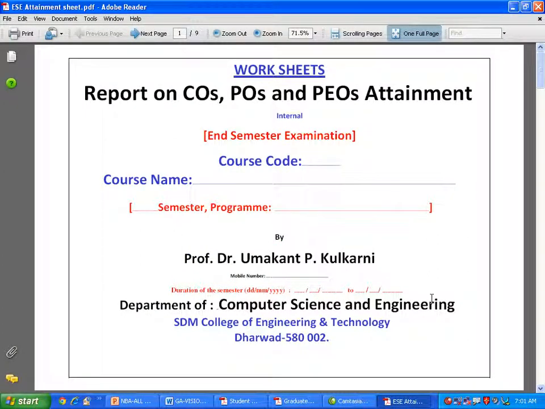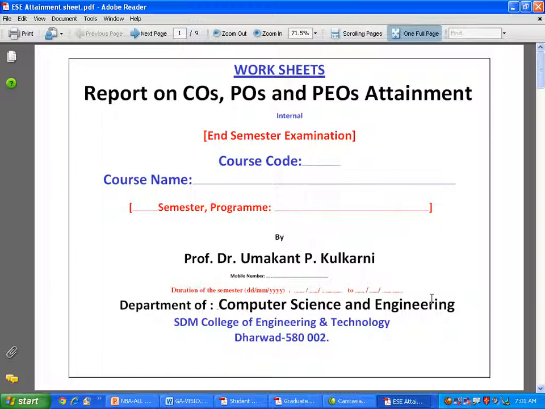So this is the worksheet. You can automate this, develop software on this, use an Excel sheet, or use a printed sheet and work with paper and pencil, whatever is convenient to you. But if software is developed, it's more convenient for all, because at one click of a button all the reports are generated. But this is the prototype. This prototype can be used to develop the software also.